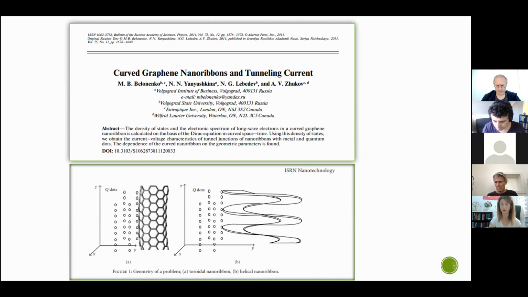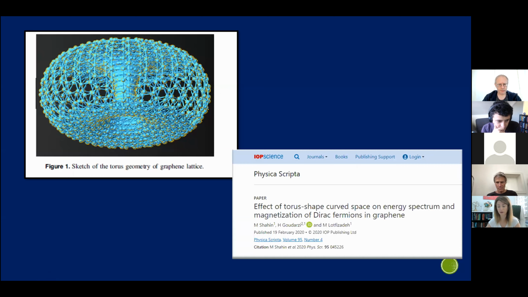All right, so if I show you curved graphene nanoribbons and tunneling currents, this study was, to my knowledge, first done by Belonenko et al. These toroidal graphene surface studies use the gravitational contributions. In here, the dependence of the electronic spectrum of the nanoribbon on its geometrical characteristics is revealed, especially if you look at the geometry of the problem, toroidal and helical nanoribbon. And in this study, these dynamical properties and the charge carriers in the two-dimensional atomic layer of graphene lattice, again within the torus shape geometry, were studied by Shahin et al.